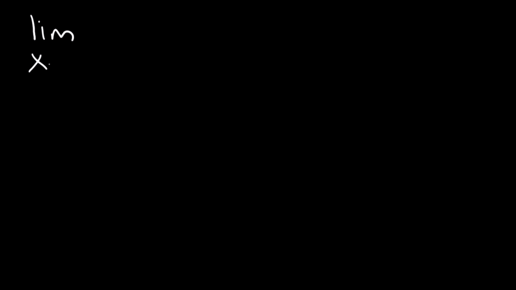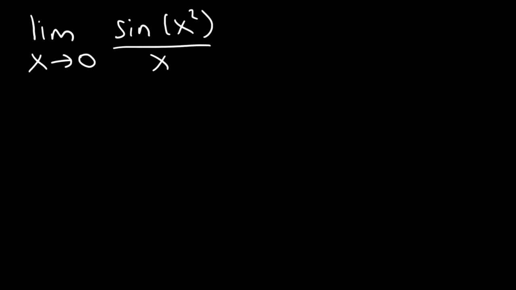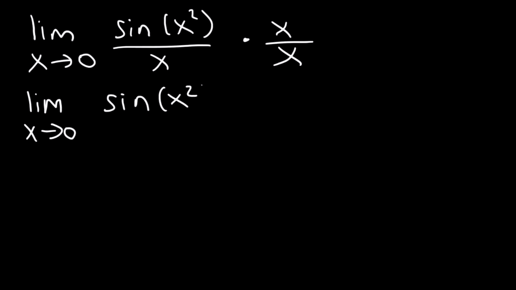Consider this one. The limit as x approaches 0, sine of x squared divided by x. What's the answer? Well, what we need to do first is multiply the top and bottom by x. So we're going to get the limit as x approaches 0, sine of x squared divided by x squared. So we combine these two together. And then we have an x on top left over.